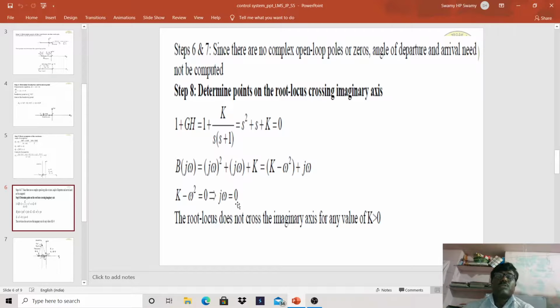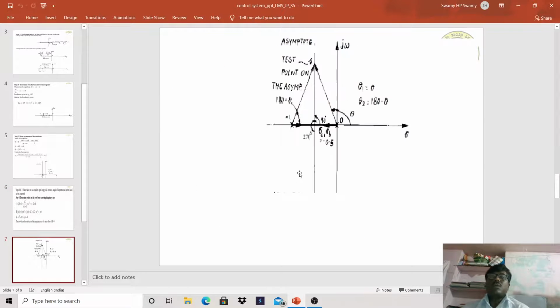That means the root locus will not cross the imaginary axis. So the root locus does not cross the imaginary axis for any value of k up to infinity. Now this is your root locus diagram. These are the points you have derived.